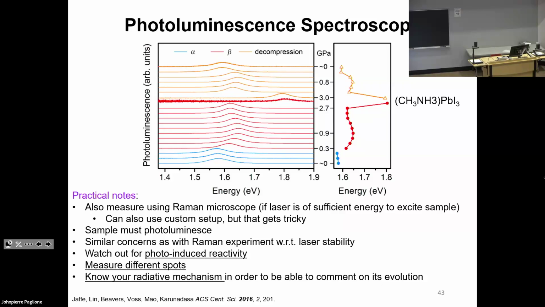So again, keep in mind things like photoinduced reactivity or laser damage, and measure your different spots. And keep in mind your radiative mechanism. Photoluminescence depends on so many things, and there are so many non-radiative mechanisms out there that might quench your photoluminescence. So don't get disheartened if you lose it, but all sorts of different changes do happen under pressure.